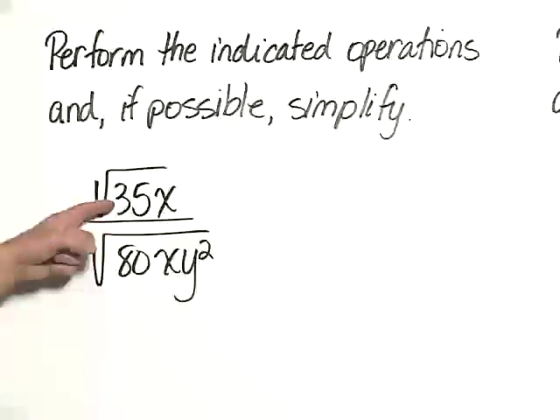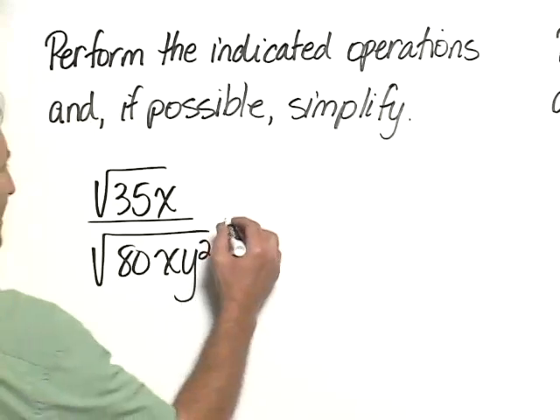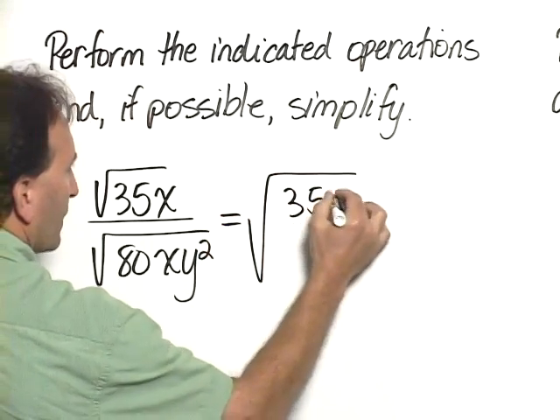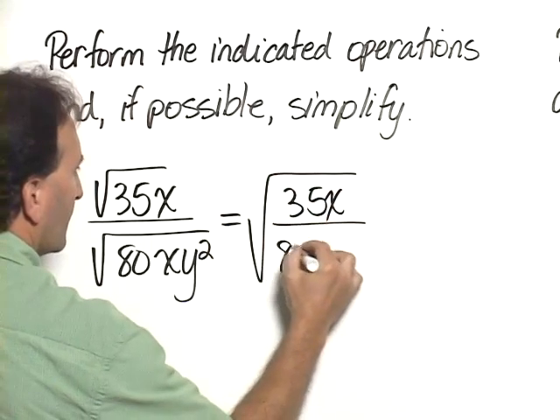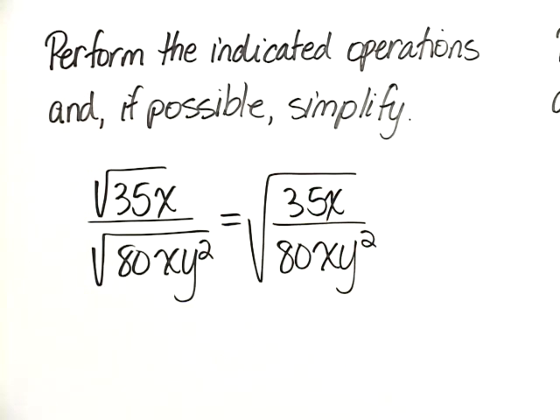What we can do is divide the two radicands and put that quotient underneath the same square root symbol. So we have the square root of 35x divided by 80xy squared.